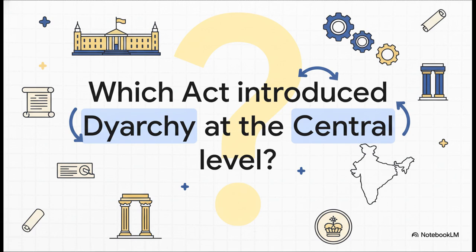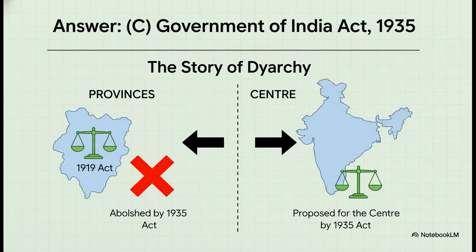Now here comes a tricky one. We talked all about diarchy, but this question is specifically asking where it was introduced at the central level, so be careful not to mix it up with the provincial level. Did you get it? The answer is C, the Government of India Act 1935. See, while the 1919 Act brought diarchy to the provinces, it was the 1935 Act that proposed it for the center. That is a super important distinction. Okay, let's hit our final question.